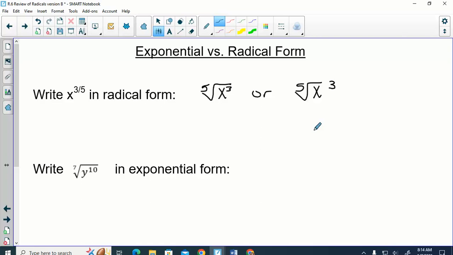So if I said you have the 7th root of y to the 10th, what would that be in exponential form? Remember, the index on the radical becomes your denominator. Is that okay?